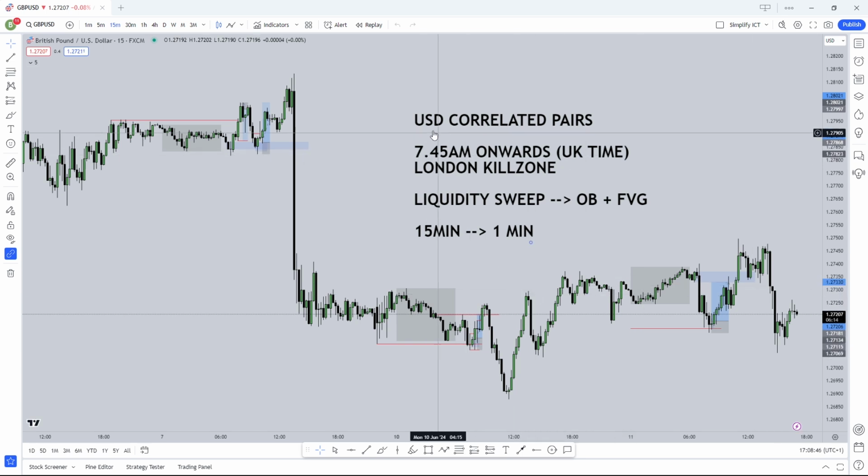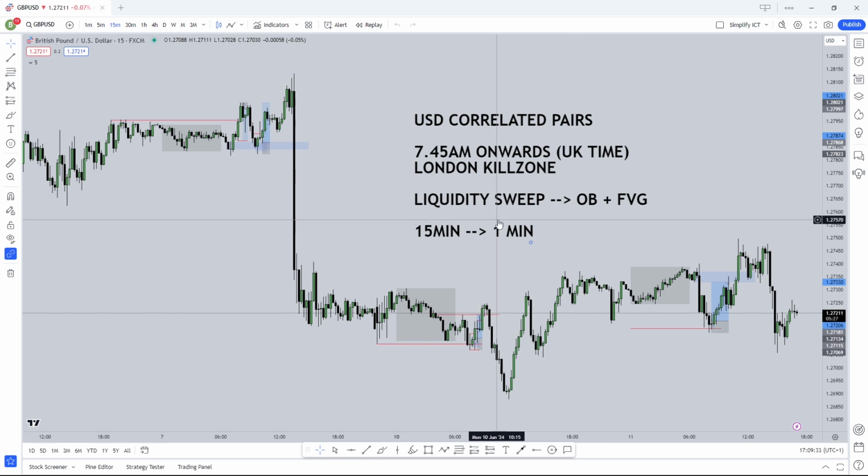First of all, we're only going to be trading USD correlated pairs because I've tried it on pairs like GBP USD and Euro USD and it works best on those. We're only going to be trading from 7:45 AM onwards UK time because we're going to be looking for trades in the London Killzone. And guys, I'm going to give you a price action masterclass, so make sure you watch all the examples.